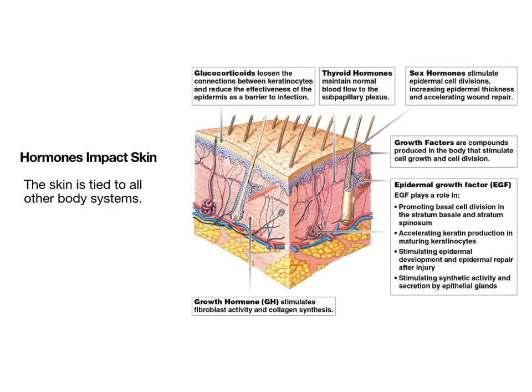And we also have our growth hormone, which stimulates the fibroblast activity and collagen production, which also stimulates the basal cell division, which causes a thickened epidermis and helps promote wound repair.